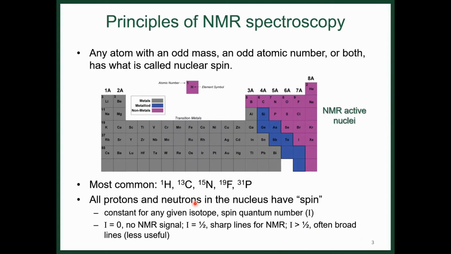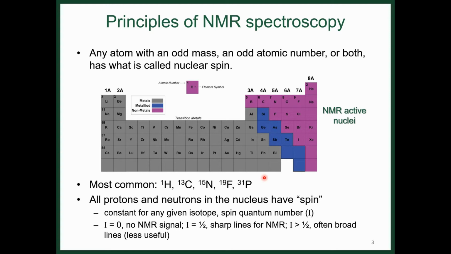Now, there are a number of other elements that are NMR active. Essentially, an element can be NMR active if it has an odd mass, an odd atomic number, or both. It should have this property of nuclear spin. Shown on the slide here, all of the elements that are labeled on the periodic table have some form of NMR active nuclei. The most common ones are proton, carbon, N15, F19 as well, and phosphorus 31. All of these are common elements that are in organic molecules, which is why this is such a strong technique for organic chemists.